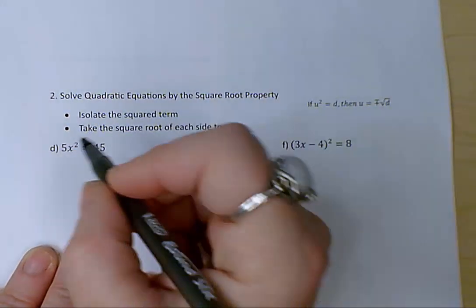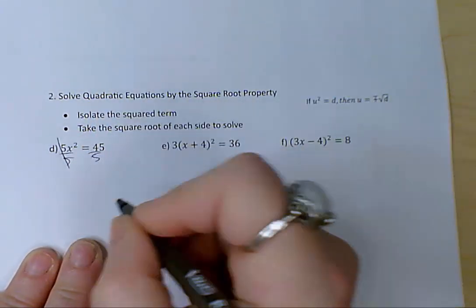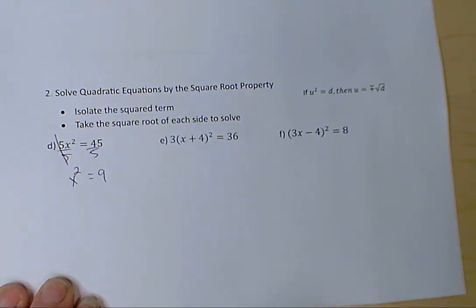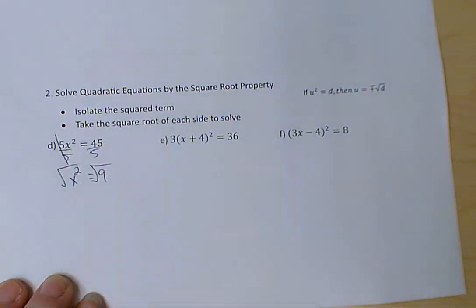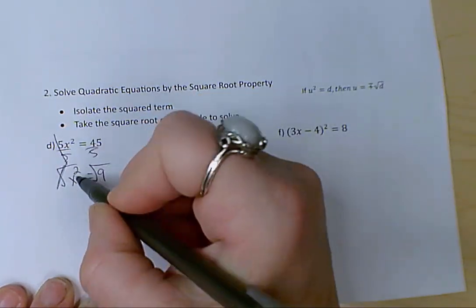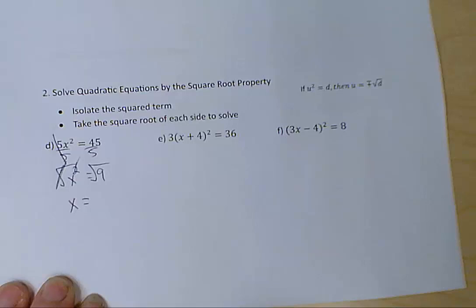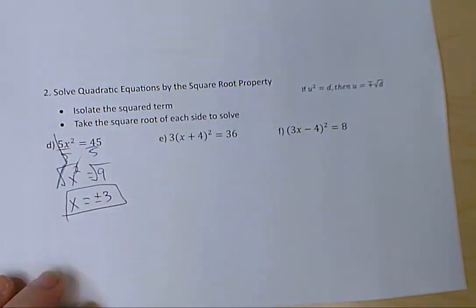So the first thing that we're going to do in example D is divide each side by that 5. The 5s are going to cancel on the left, giving us x squared is equal to 9. Now, in order to get rid of a square, we take the square root. So taking the square root of each side, on the left-hand side, square root cancels with square, leaving us with x. On the right-hand side, square root of 9 is a plus or minus 3.